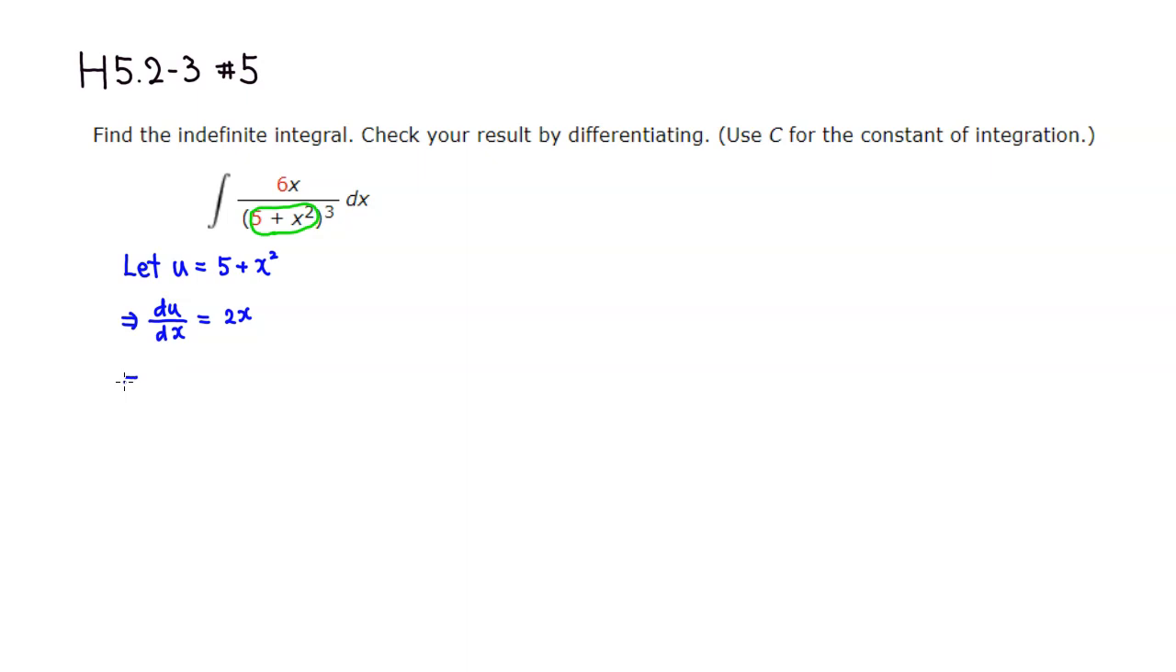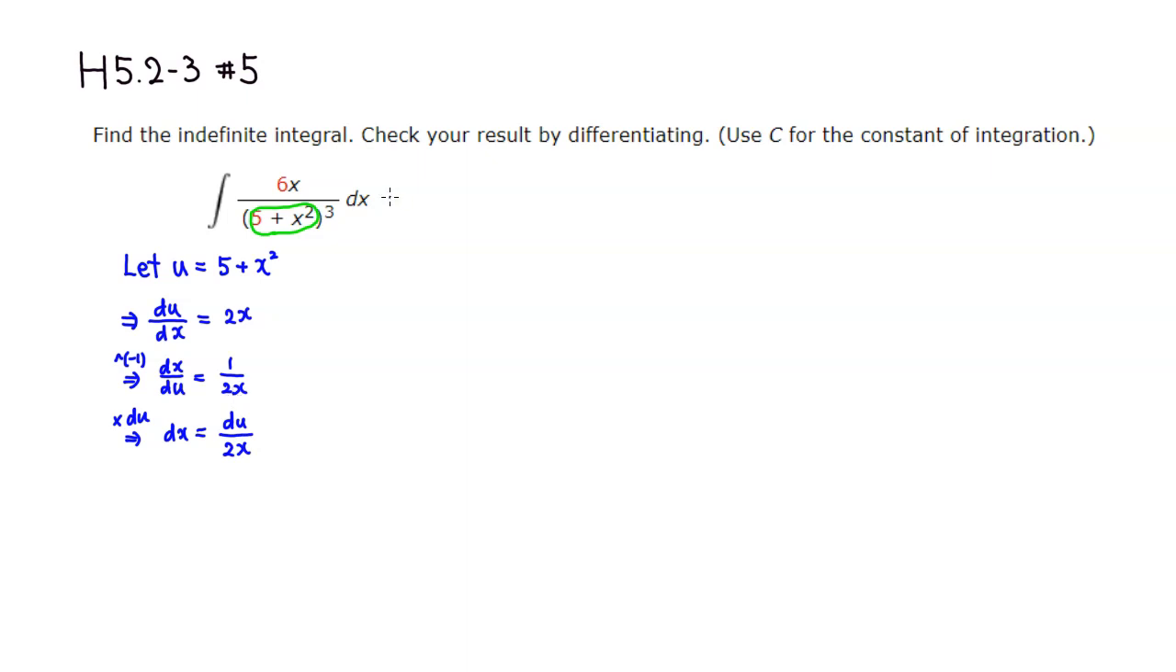And then we can take the reciprocal of both sides, so you have dx over du, which is equal to 1 over 2x. And since we want to isolate dx, we're going to multiply both sides by du. So dx is equivalent to du over 2x.